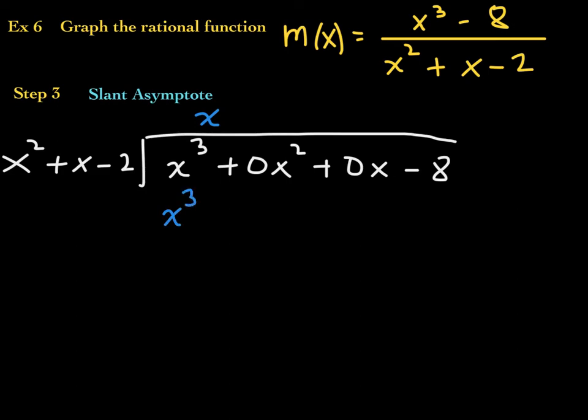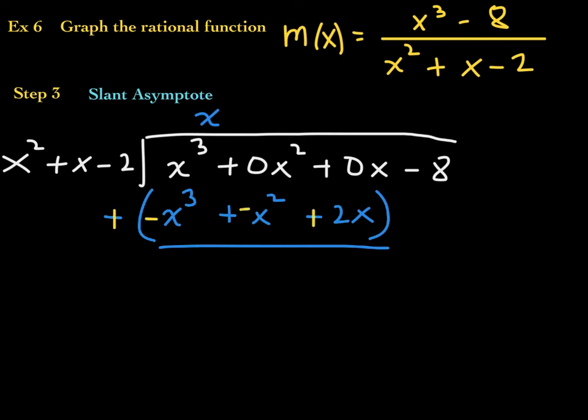x times x, which is x squared, negative 2 times x, which is negative 2x. Now we're going to subtract, and then remember how we distribute and add the opposite. So negative x cubed, negative x squared, positive 2x. This leaves us with negative x squared, positive 2x, and then bring down the minus 8.